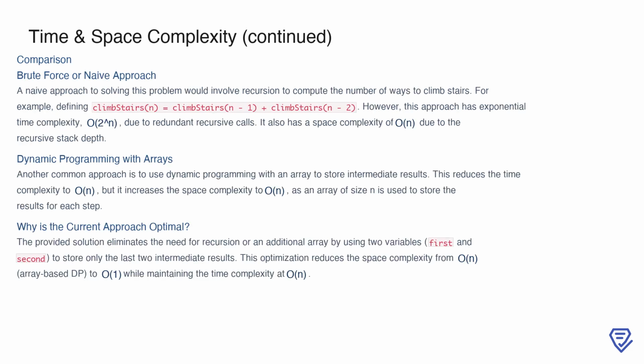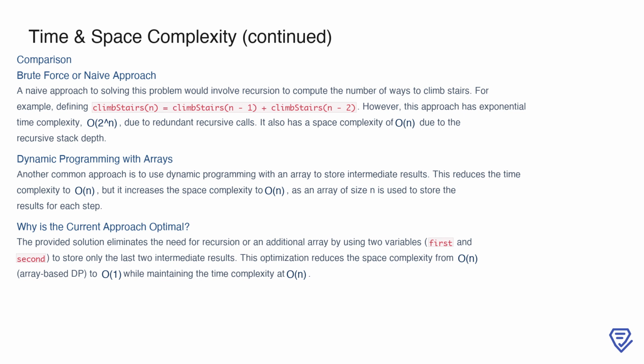A brute force or naive solution would rely on recursion, where the function climbStairs(n) would repeatedly call itself for n-1 and n-2. While this approach is conceptually simple, it has exponential time complexity, 2 to the power of n, due to redundant calculations. Additionally, its space complexity is O(n), as the maximum depth of the recursive call stack depends on n.